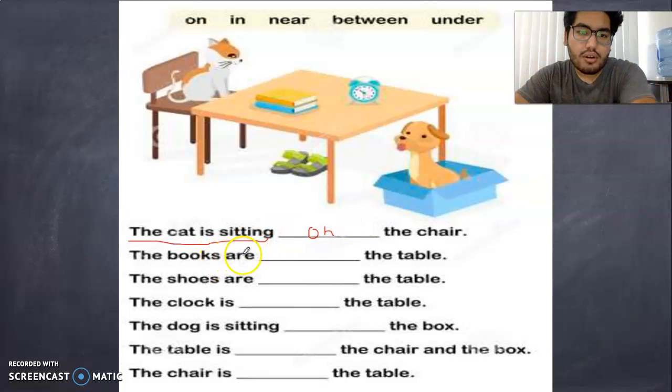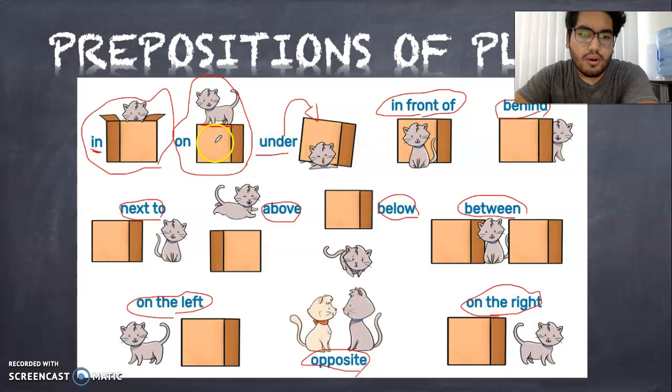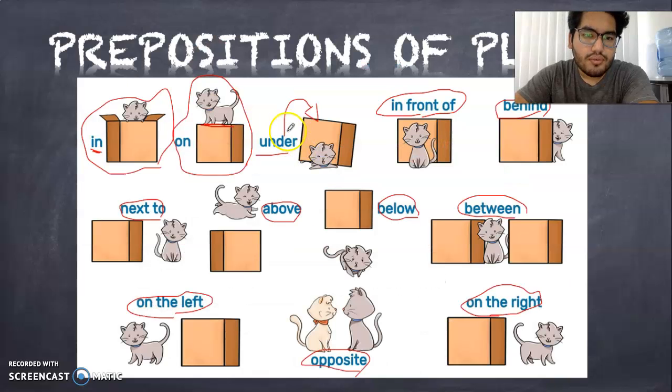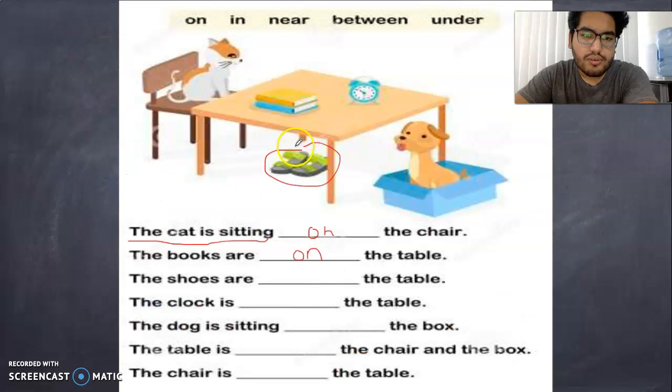Where are the books? Here are the books. They are on the table. The shoes. Oh, here we have the shoes. And where are the shoes? The shoes are under.